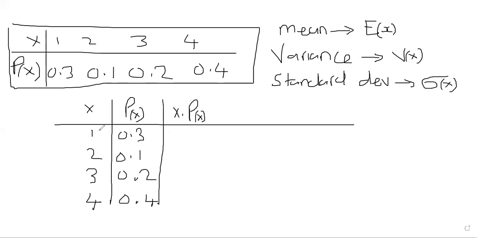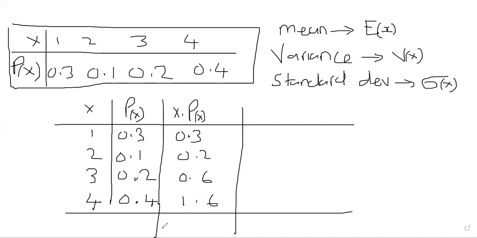As simple as that. So 1 times 0.3, we get 0.3. 2 times 0.1, we get 0.2. 3 times 0.2, we get 0.6. And 4 times 0.4, we get 1.6. Are we following? Yes, sir. If I'm ahead of you, you just tell me to slow down. So we are following.